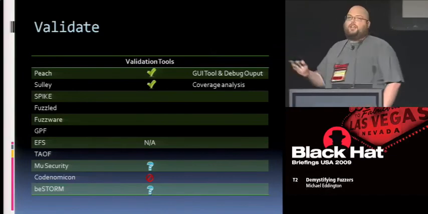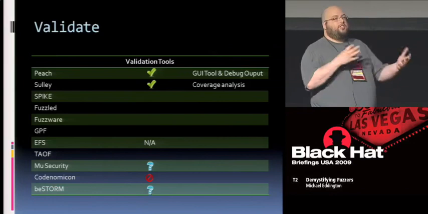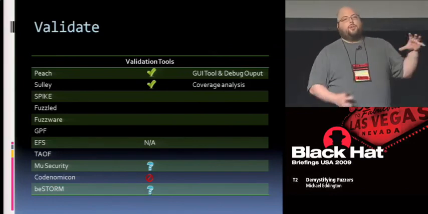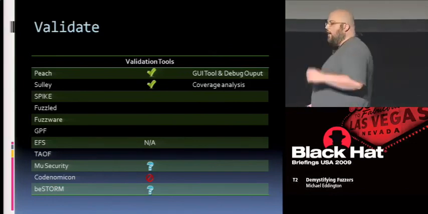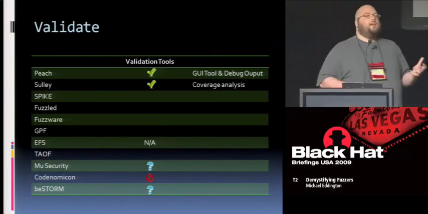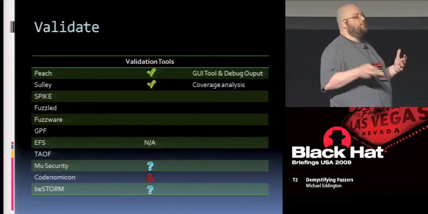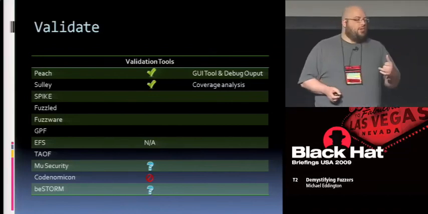With Peach, you get two modes of validation. You get a GUI app that will allow you to parse something into your data model and show you what the parse tree ends up looking like. And you also get debug output from the program that will show you how the fuzzer is interacting with files and parsing things in network protocols.